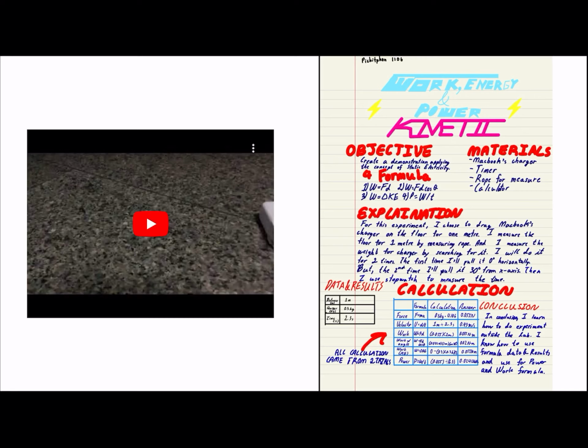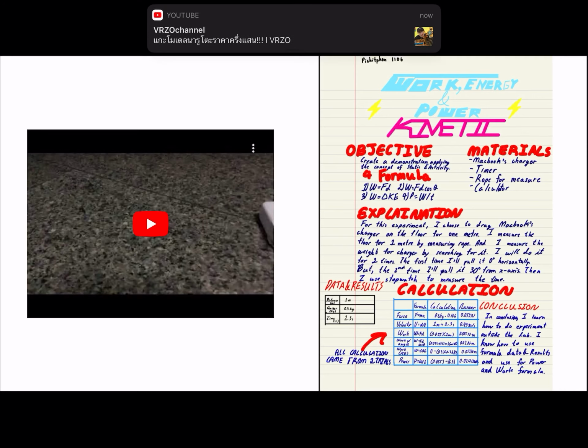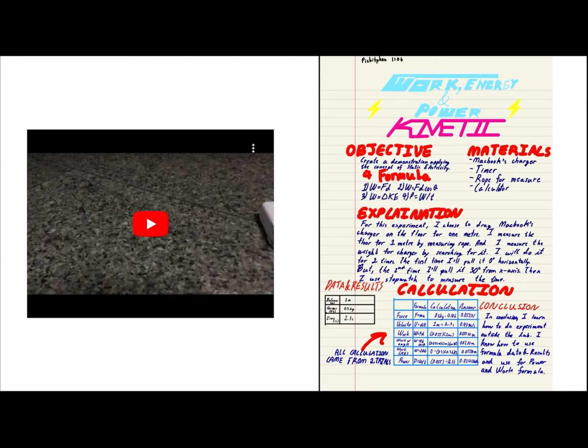So the answer for work with angle and without angle is quite different. In my lab, work with no angle is like 0.055 Newton meters, but work with angle is actually 0.02 Newton meters, so it's quite different. But the force went in the same way, but is different in work.